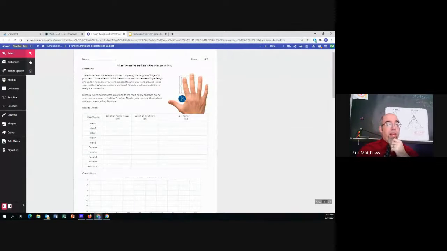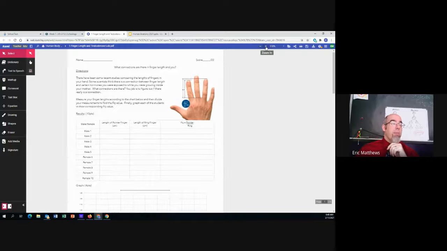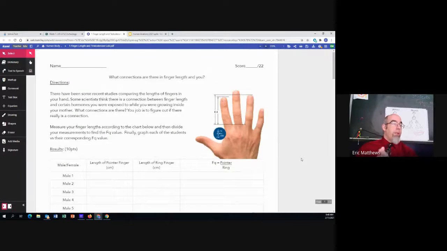All right, so this is the finger length lab. It says, and let me bring this up a little bit, there have been some recent studies comparing the lengths of fingers in your hand. Some scientists think there is a connection between finger length and certain hormones you were exposed to while you were growing inside your mother. What connections are there? Your job is to figure out if there really is a connection. So that's the goal of our lab.